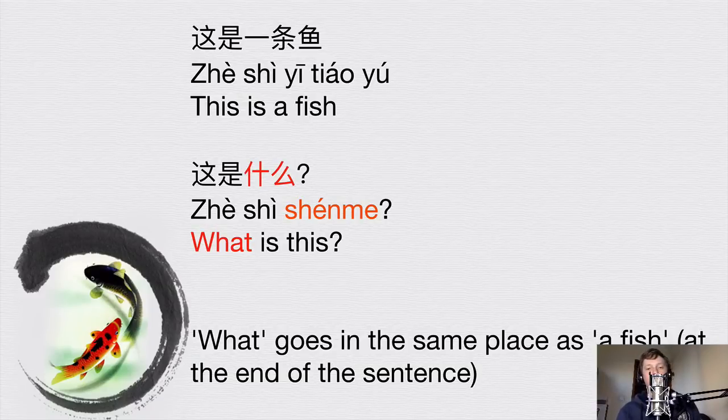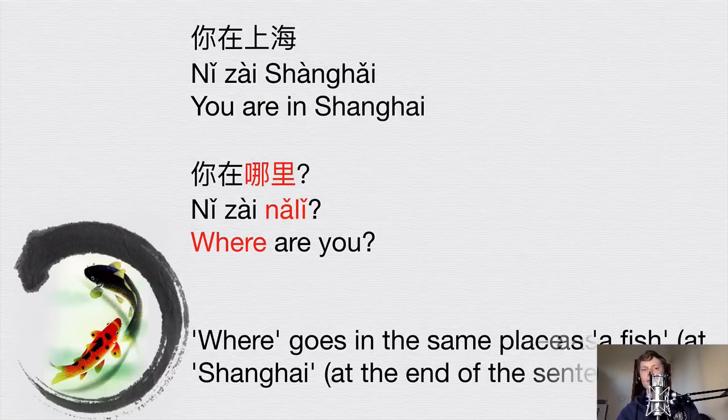So here's the statement. 这是一条鱼. This is a fish. And if we wanted to ask, what is this? We would say, 这是什么? 这 this, 是 is, 什么 what. This is what. So that's how the word order works. It's kind of the opposite to English in this sentence. 这是什么? What is this? So that's what.